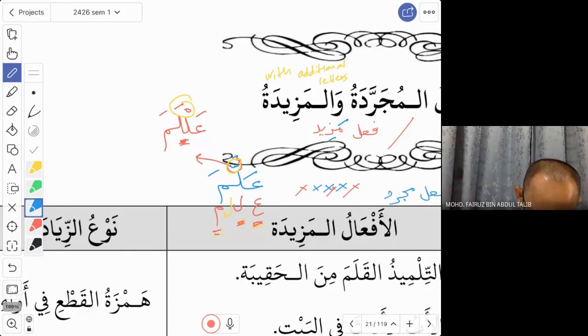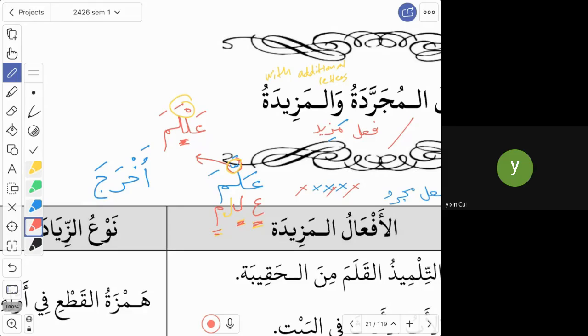Akhraja. Okay, so this akhraja, again, make sure that the fi'il is fi'il madi and not fi'il mudari. Make sure it is fi'il madi. So this is fi'il madi. Okay, when we say akhraja, what are the original huruf and what are the additional huruf?